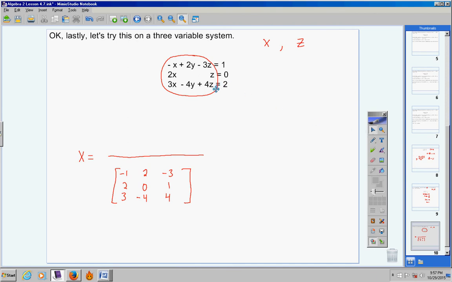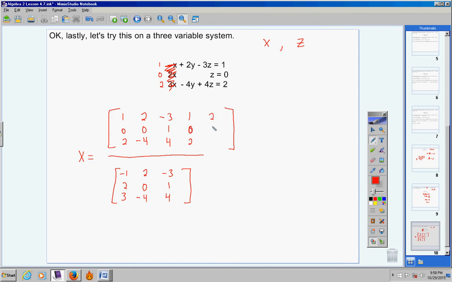Now, we're solving for x, correct? Sure we are. So we're going to drop out our x column, and in place of it, put these numbers over here. 1, 0, 2. So my matrix up top will be 1, 0, 2, and then your y's, 2, 0, negative 4, and then your z's, negative 3, 1, 4. And now we're all set, students. Let's find our determinant. Remember, do you remember how to find the determinant of a 3 by 3? You have to copy the first 2 rows over again.